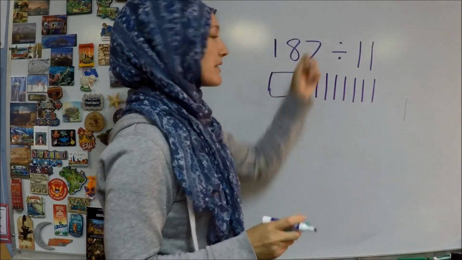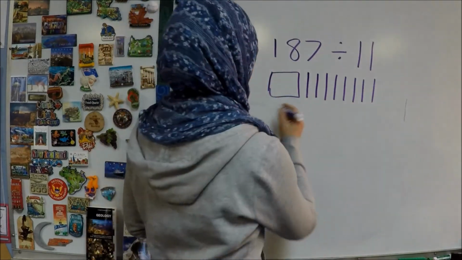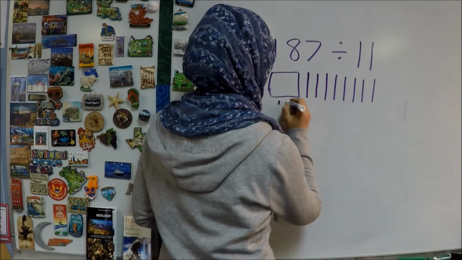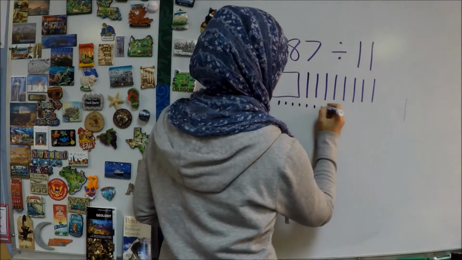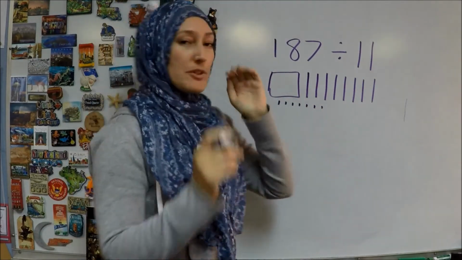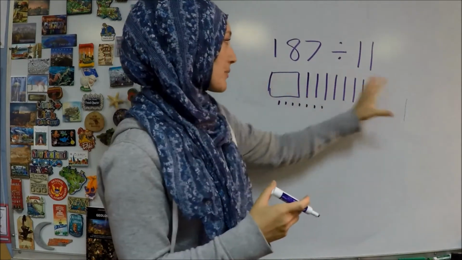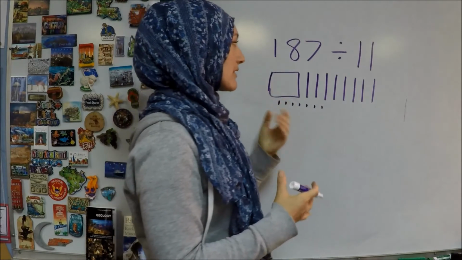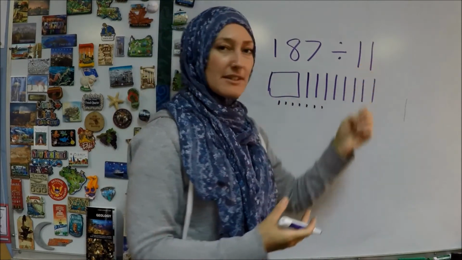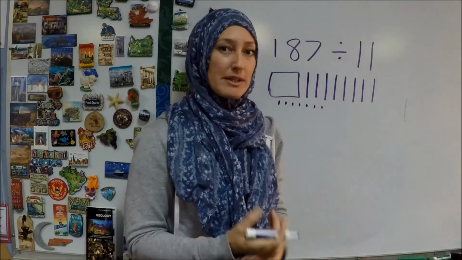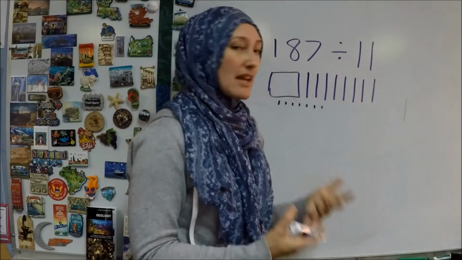Okay? And then we would need 7 ones. So I'll just draw that underneath. 1, 2, 3, 4, 5, 6, 7. So before we do any calculations, we just need to draw what we have. This is how much we have, and we want to put it into groups of 11 and see how many groups of 11 we can make. That is what this division is telling us.